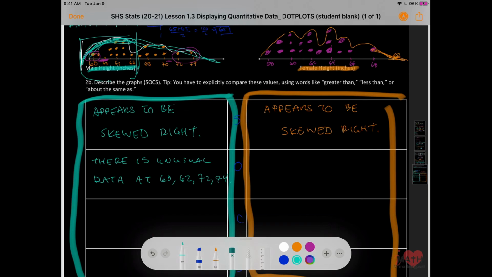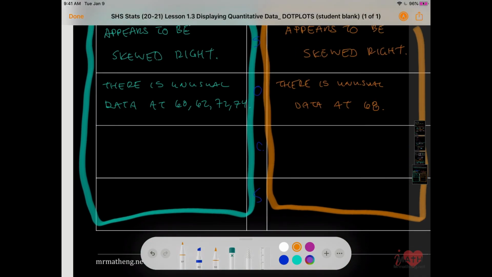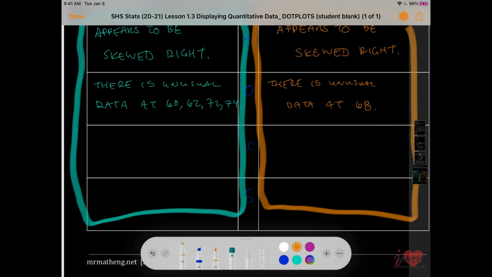And then how about on this side? Is there any unusual data? There's a gap right there, so we could probably say that one. There is unusual data at 68. Or you can say something like, it appears to be an outlier. We're not assuming.